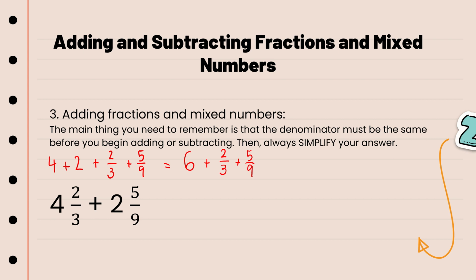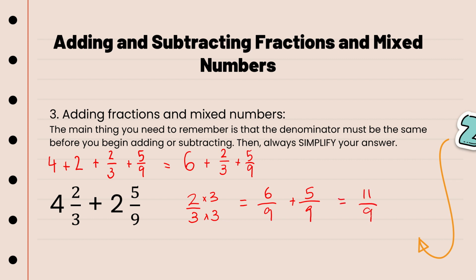Now I have my wholes all together. I'm going to add my fractions by making sure that they have the same denominator. I can do this by multiplying 2 over 3 by 3, because that will then make the denominator 9. So if I do 2 over 3 times 3 on both, then I end up with 6 over 9 plus 5 over 9, which then equals 11 over 9.